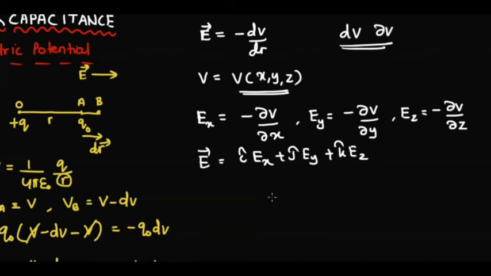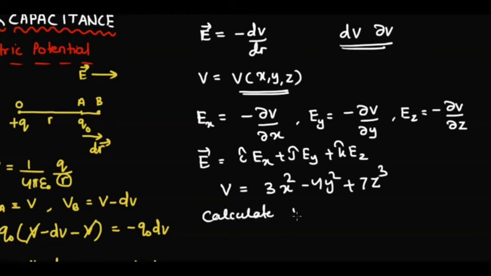So now let us understand how to do the partial differentiation. Suppose at a given point in space, the potential is given as the function 3x square minus 4y square plus 7z to the power 3. Is that clear? It means the potential is a function of all the coordinates: x, y and z. And the question is: calculate the electric field at the point 1, minus 2, 3.